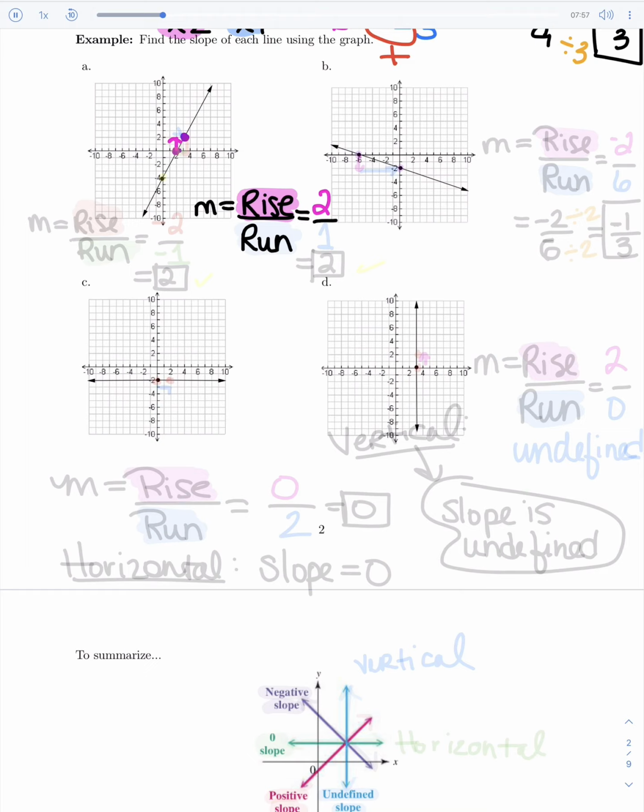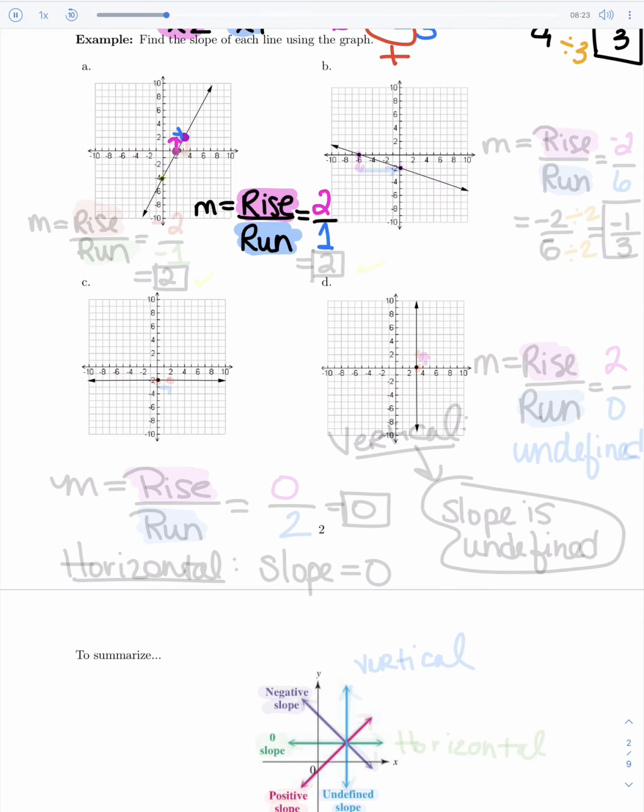Let's see about our run. Our run is asking how much we're going to go left and right from where we're at right now, though. Well, we're going to go to the right 1. So that means our run is going to be 1. The reason why it's a positive 1 is because we're going to the right, not the left.